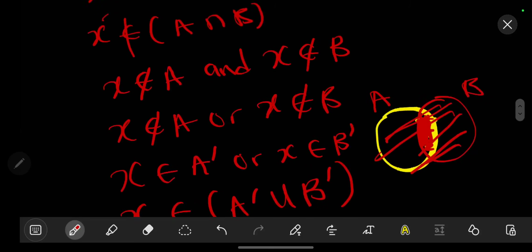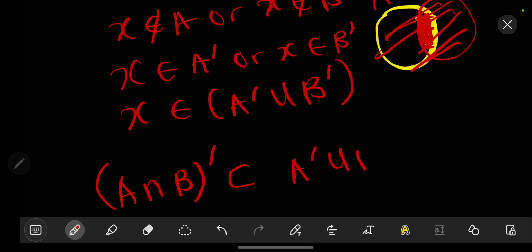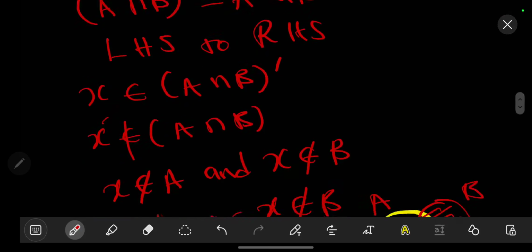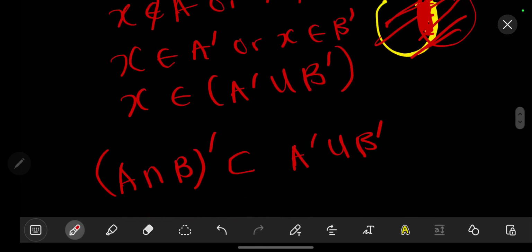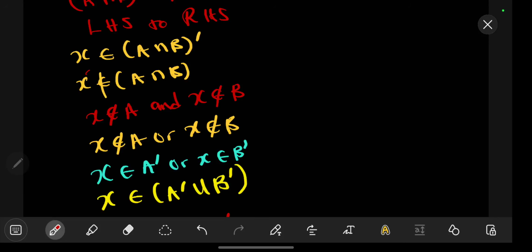So we are able to say that our (A intersection B) complement is a subset of our A complement union B complement. So now we have taken it from the left hand side to the right hand side to prove that. Now we are going to do the reverse. So the reverse is very, very easy. Under the reverse, we are just going to be copying exactly what we wrote, but backwards.